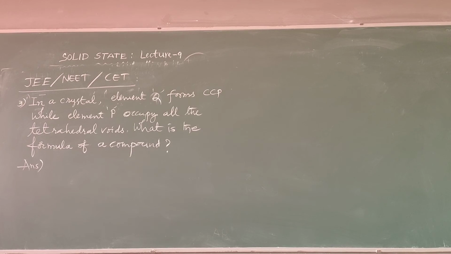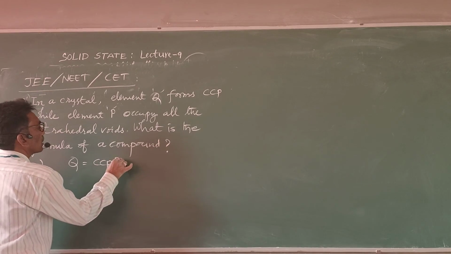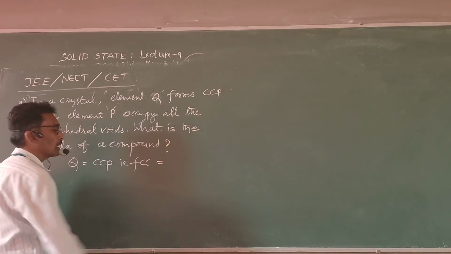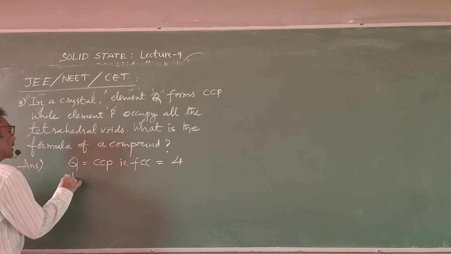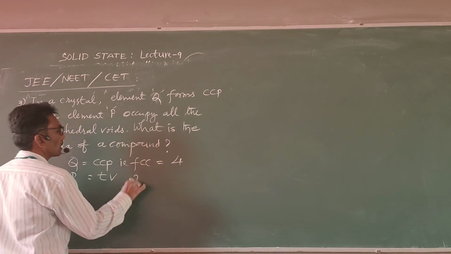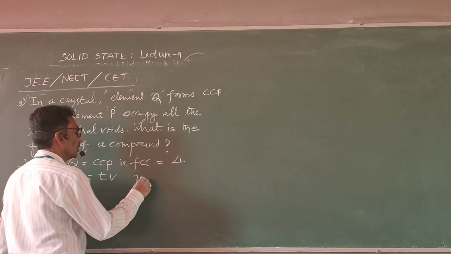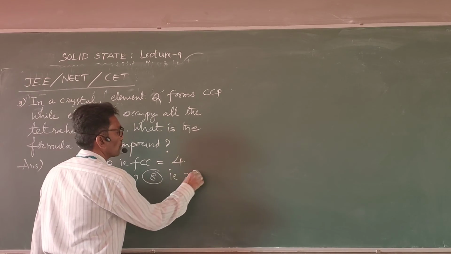In a crystal, element Q forms CCP, while element P occupies all the tetrahedral voids. What is the formula of the compound? So simple. Q forms CCP, and CCP is nothing but FCC. For FCC, the number of particles is 4, already discussed in the previous one also. Then P occupies tetrahedral voids. How many tetrahedral voids if the particles are 4? Tetrahedral voids are 8, that is double the number, 2 into 4.